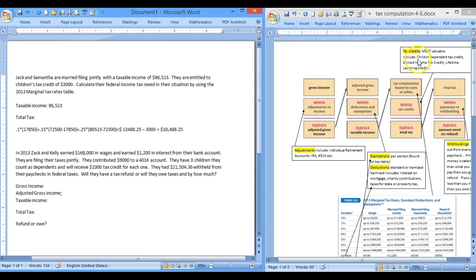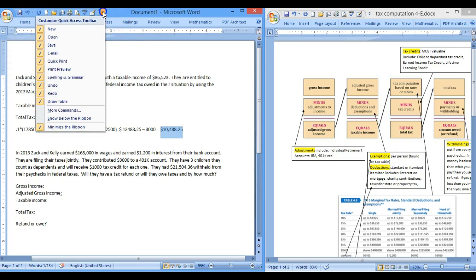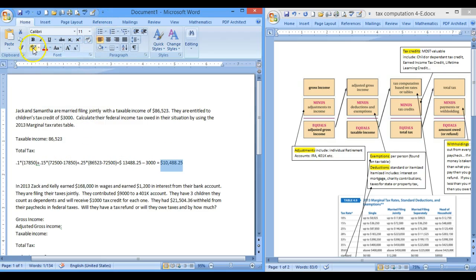Note in here, tax credits are more valuable than deductions and exemptions, because those only take a percentage, since they'll be multiplied by either 10%, 15%, or 25%, and so forth. The $3,000 here is the full 100% that comes off their tax bill, and they only owe $10,000. I'm going to highlight that because that is the answer. That is how much they owe in taxes.